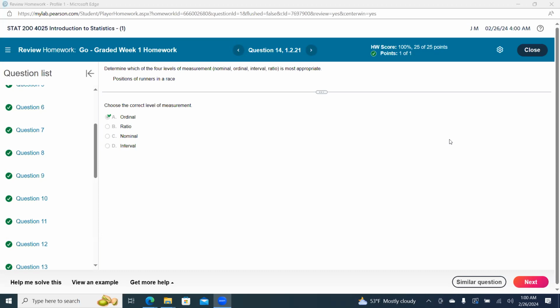Okay, so sometimes they ask us something a little bit ambiguous, but going over a lot of examples is important. If you go over like 3, it doesn't really matter. But positions of runners in a race is going to be ordinal, they're saying.